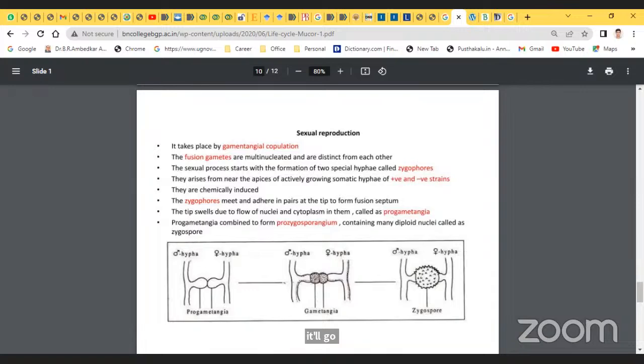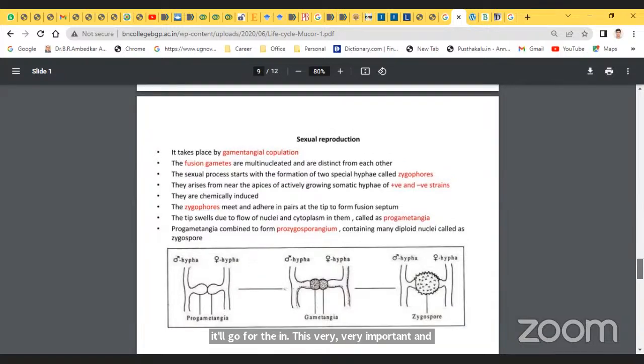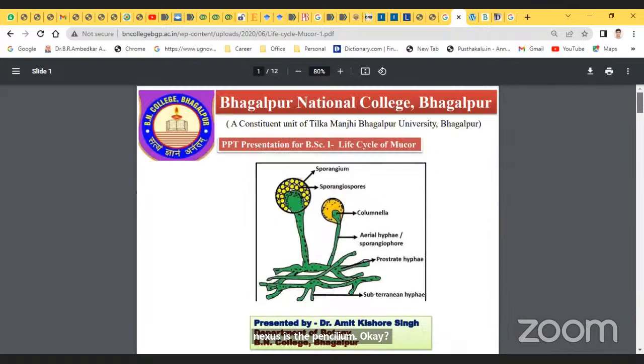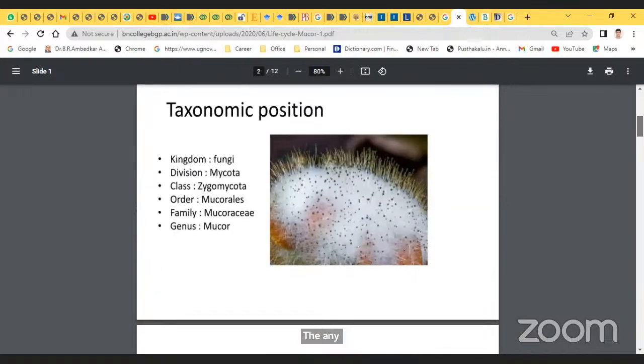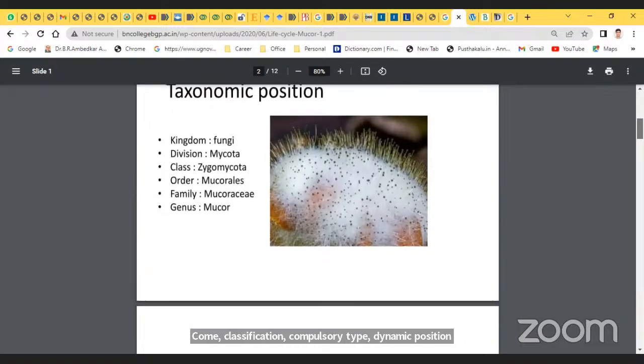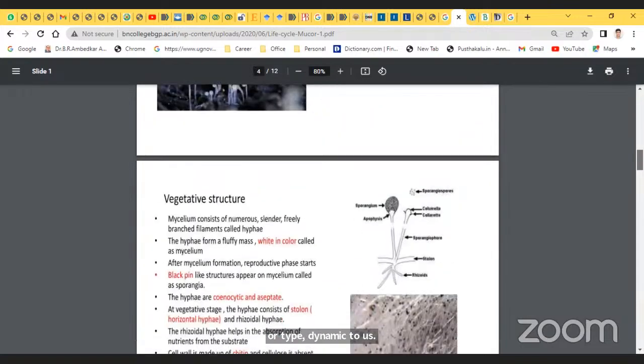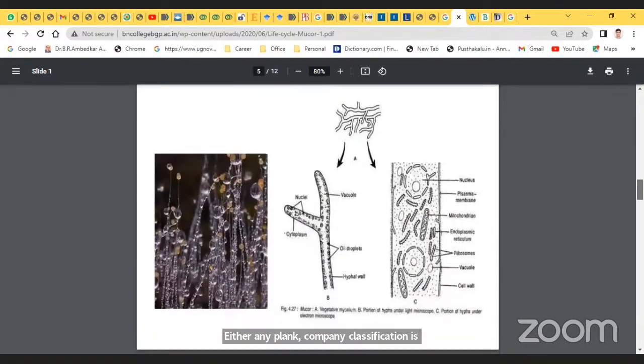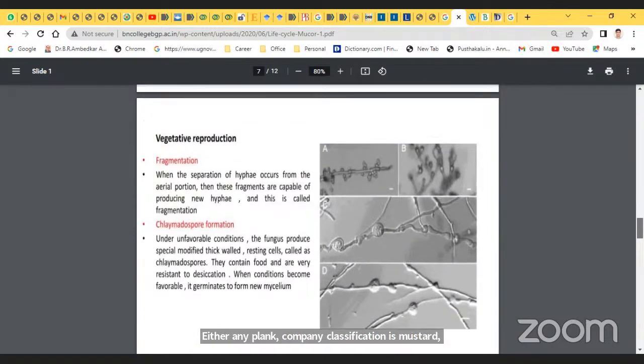So for any type studies, this is what you follow in the exam or practical exam. First of all, classification: the taxonomic position or taxonomic classification of either fungi, algae, or any plant is compulsory. Classification is a must. Then you go for habitat, next vegetative structure, and next vegetative reproduction.